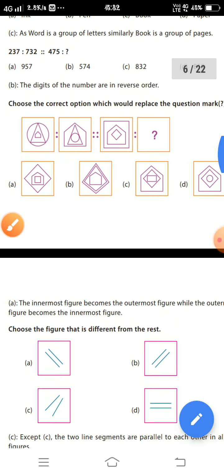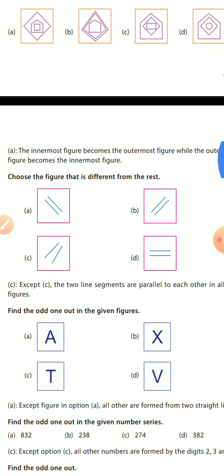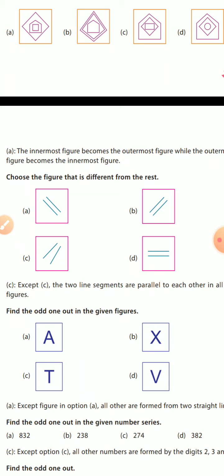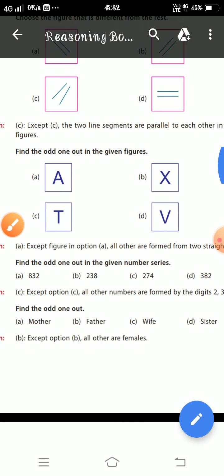One more I want to explain for you: choose the figure that is different from the rest. You can see A, B, C and D each consist of two lines, but one of them is different from the other three options. I can see that A, B and D have parallel lines, but C does not have parallel lines. So C is the right option. Okay, you can explore the other examples.